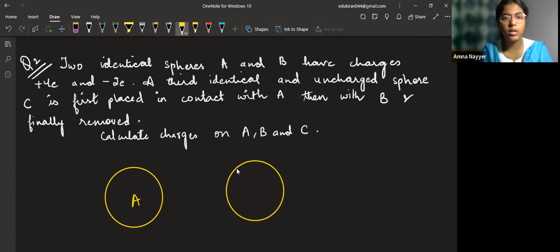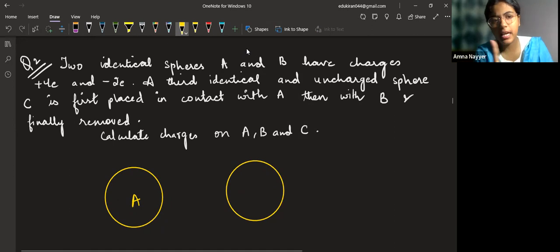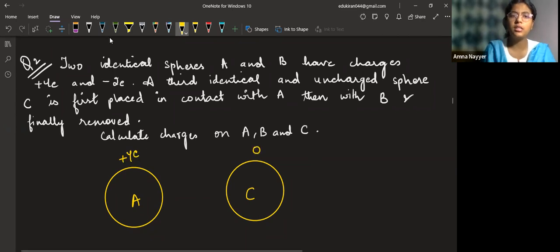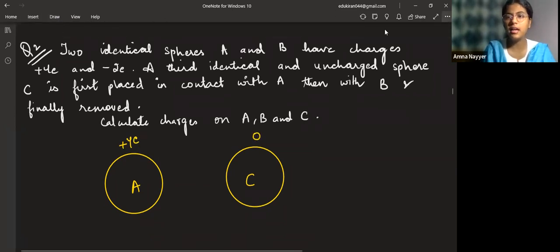This is A body. The question is: two identical spheres A and B have charges plus 4E and minus 2E. A third identical and uncharged sphere, C, having 0 charge, is first placed in contact with A. So A already has plus 4E charge, and C has no charge, 0 charge.